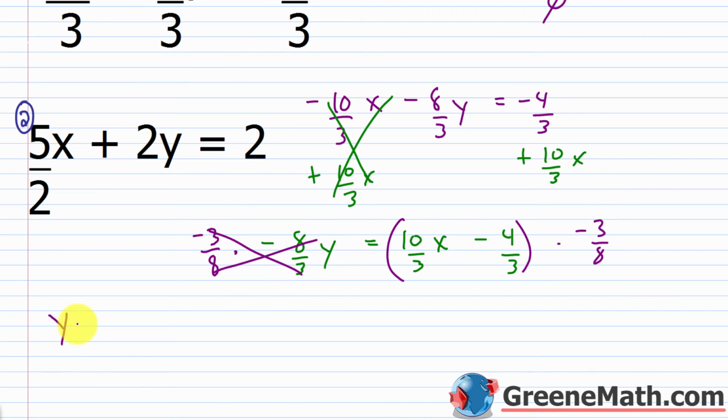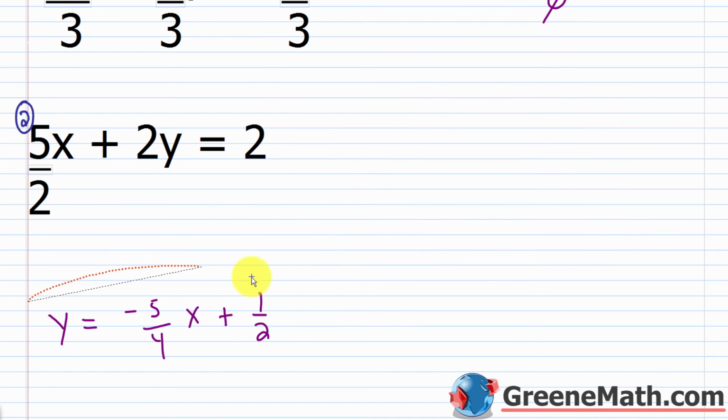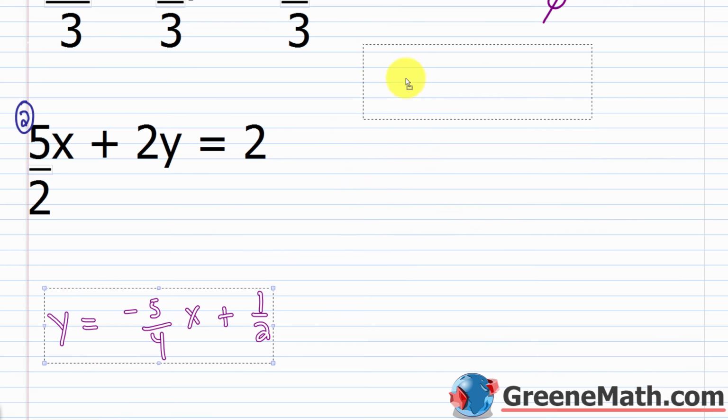And I would have y is equal to negative 3/8 times 10/3. The negative 3 and the 3 would become negative 1. So you'd have negative 10 over 8. And we know that negative 10 over 8 would reduce to negative 5/4. So this is negative 5/4 times x. And then negative 3/8 times negative 4/3. The negative times the negative would be a positive. 3 over 3 is 1. 4 over 8 is 1/2. All right, so that's the first one solved for y. And I'll just kind of drag this to the side real quick.